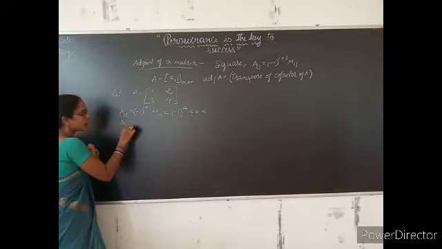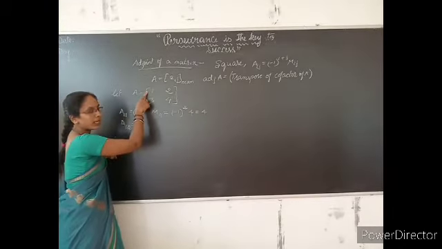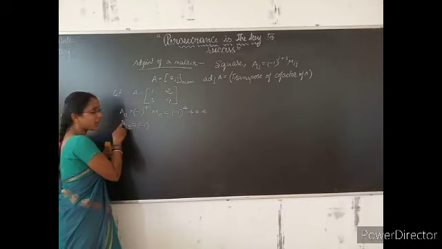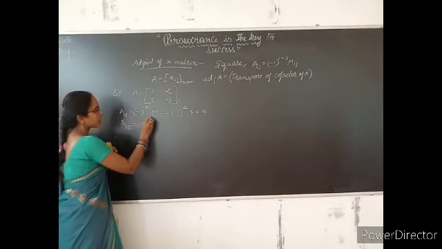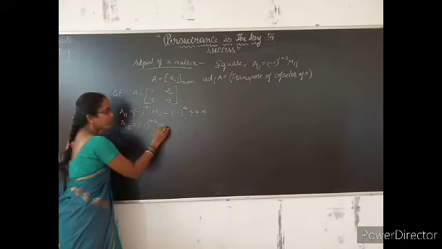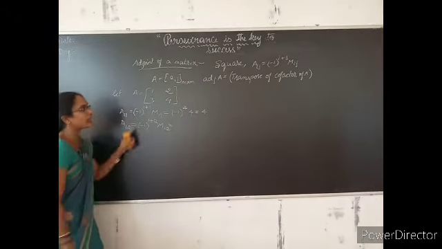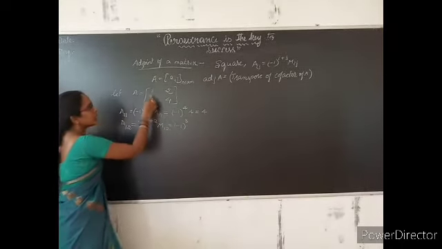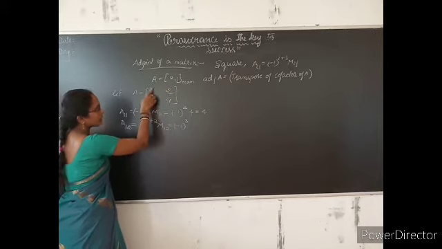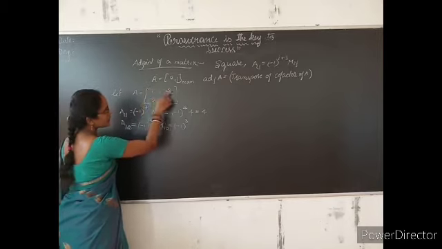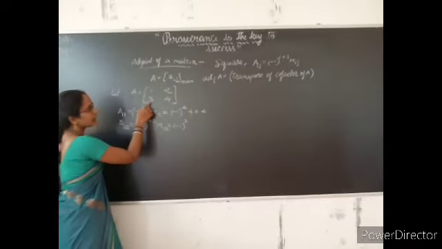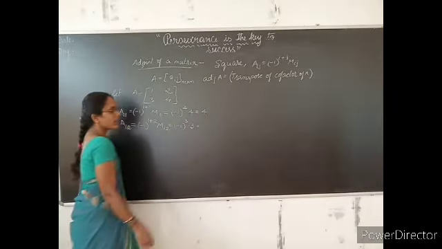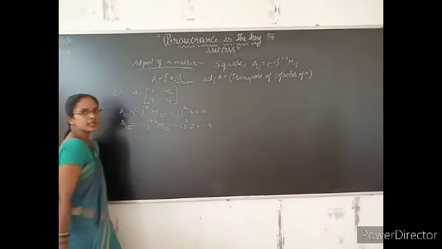Then A12. A12 means that element lies in first row, second column. So capital A denotes the cofactor, minus 1 to the power 1 plus 2 into M12, where M12 is the minor of an element 2 here. So minus 1 to the power 3. What is M12? Delete the first row and second column. So you get the element 3 here. So this is equal to minus 1 to the power, any odd number is minus. Therefore, the value is minus 3.